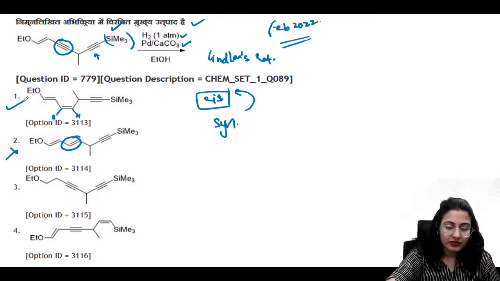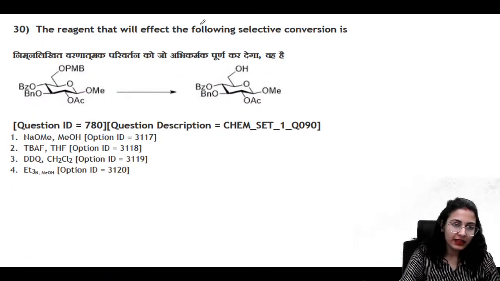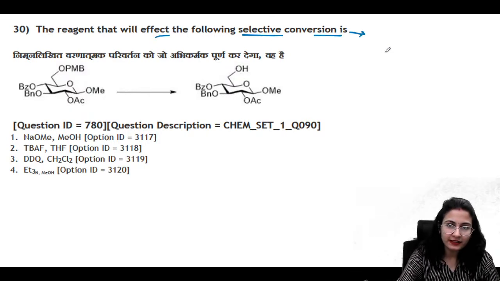Right. Okay, let's move ahead. Look at this, a very good question. The reagent that will affect the following selective conversion is. Okay. There are 4 options here.